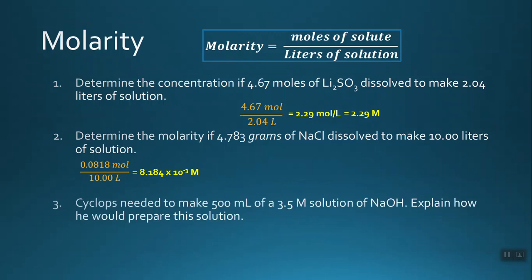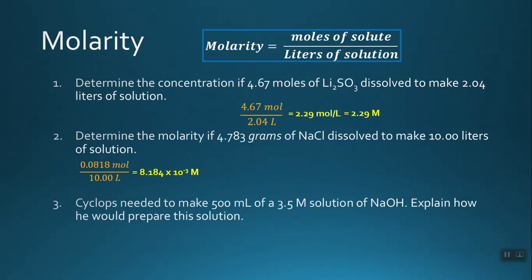Number 3, Cyclops needed to make 500 milliliters of a 3.5 molar solution of sodium hydroxide. Explain how he would prepare this solution. Now notice that the question is saying explain, so we have to write some words, but before we do that, we need to solve the problem, right? We need to know how much he needs to actually mass out.